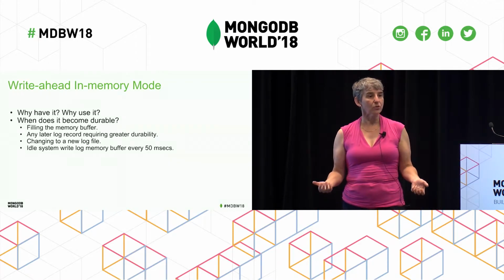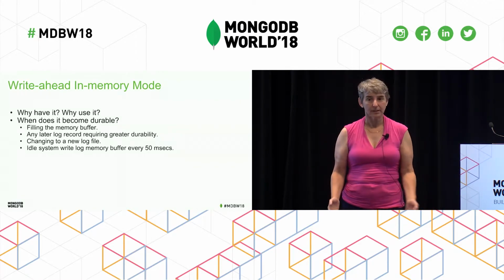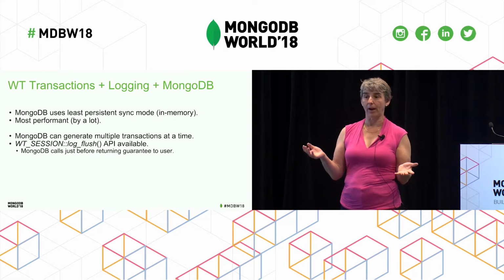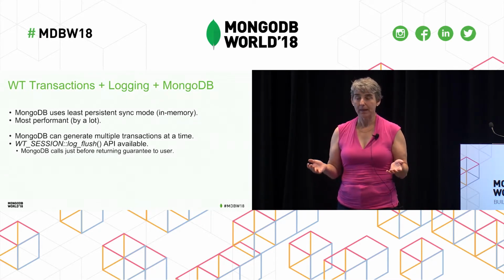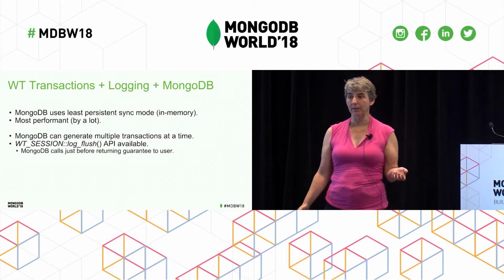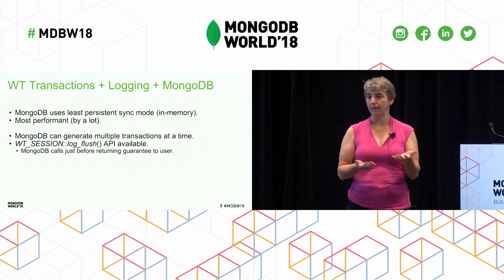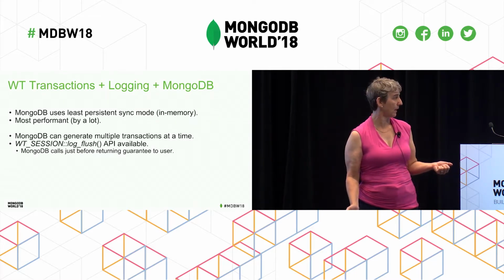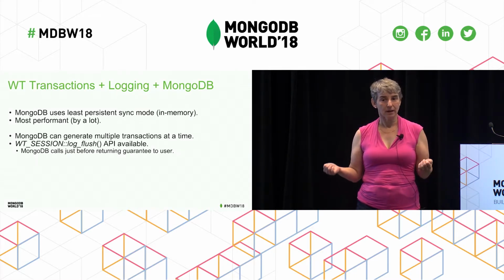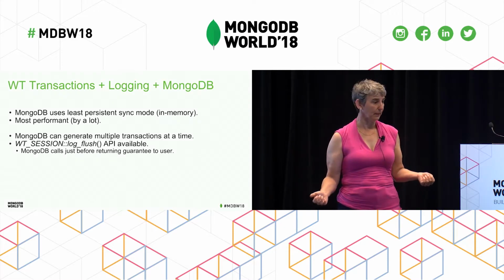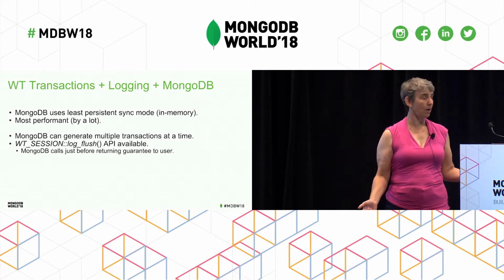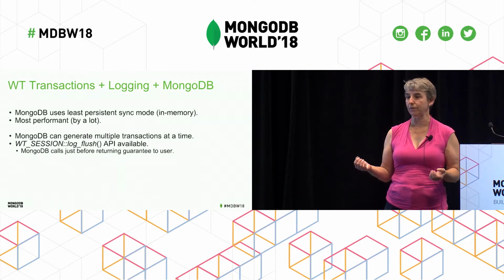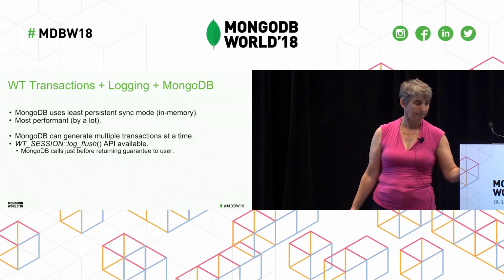So MongoDB uses the in-memory mode for performance. It's got a lot of transactions going on internally to WiredTiger at the same time. Many of those do not require these durability guarantees. So we can give fast performance for a lot of update and insert operations going on. And when an operation does require that durability, MongoDB can use the log_flush API to force out those records and make the guarantee for that operation that requires it.